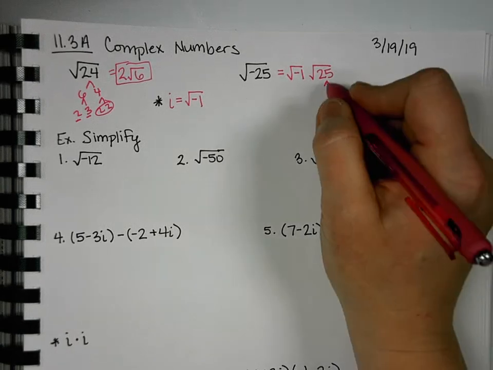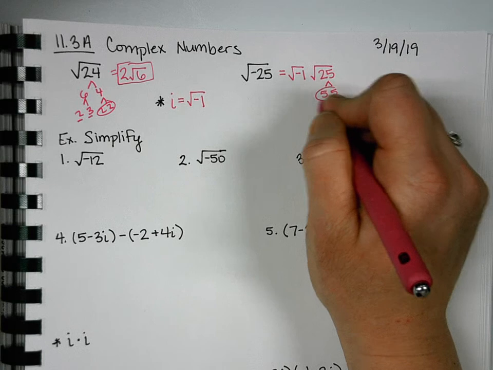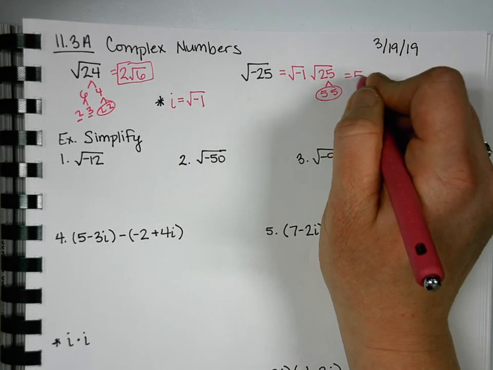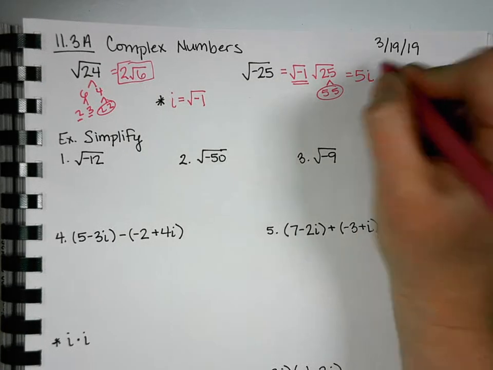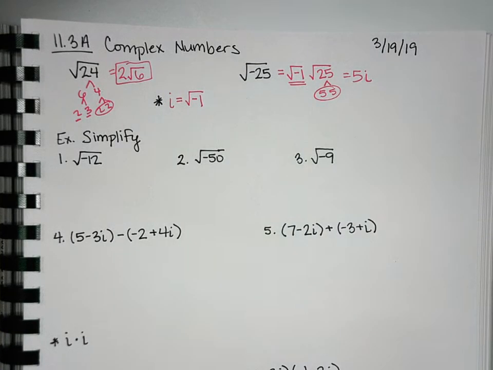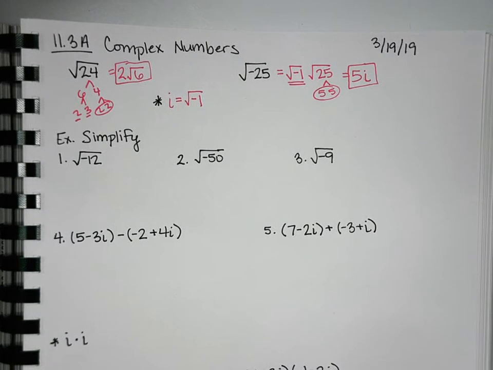So what's our two things that multiply to 25? Okay, so we have a pair of 5s. And then by definition, square root of -1 is the number I. There's your answer. Yeah, so I5. But we say 5I. Okay, that's really all there is to imaginary numbers.